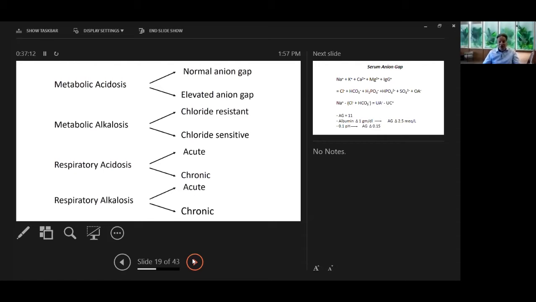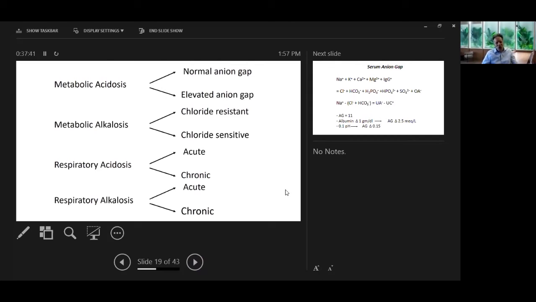Now it's a little more complicated because we have a subdivision for each of these. As I said, the respiratory acid-base disorders we divide up temporally into acute or chronic. Metabolic acidosis, everybody knows we divide up by the anion gap. And don't forget metabolic alkalosis, we also divide up, not by anion gap, not by time, but by whether it's chloride resistant or sensitive. In other words, whether giving chloride corrects it or doesn't correct it.